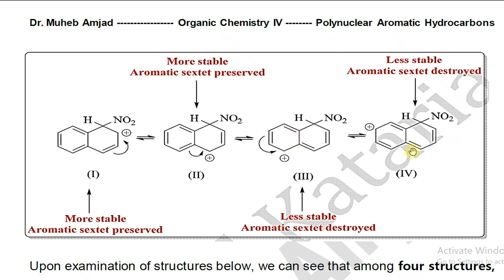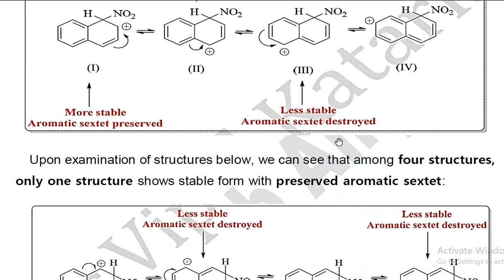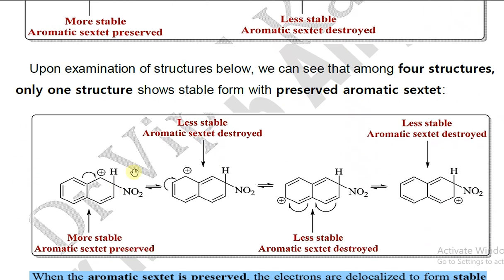Both of these are less stable than these two structures. That is, structure number 3 and structure number 4 are less stable than structures number 1 and 2. Okay, so we have two stable resonance structures and two unstable resonance structures. If we go to the beta attack, this is the beta attack. When the electrophile comes to the beta position, we have a carbocation here.